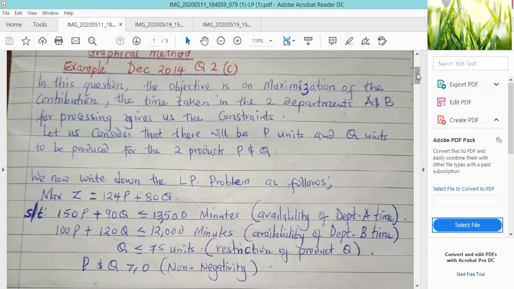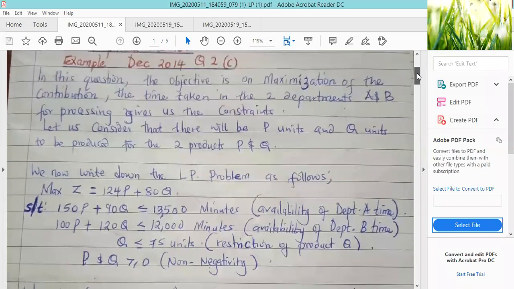A company manufactures two products, that is P and Q, which have contributions of shillings 124 and shillings 80 per unit respectively, and the product passes through two departments. You can see the availability in terms of time in those two departments, which to us is posing what we can call the constraints or the scarce resources. And now before we draw the graphical representation, how do we identify our two decision variables?